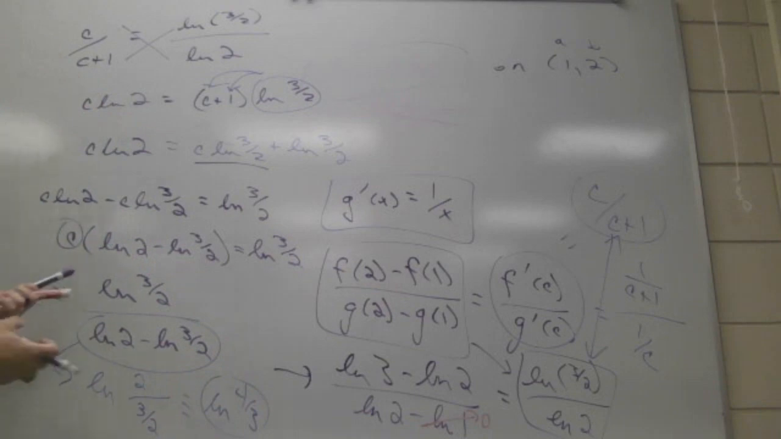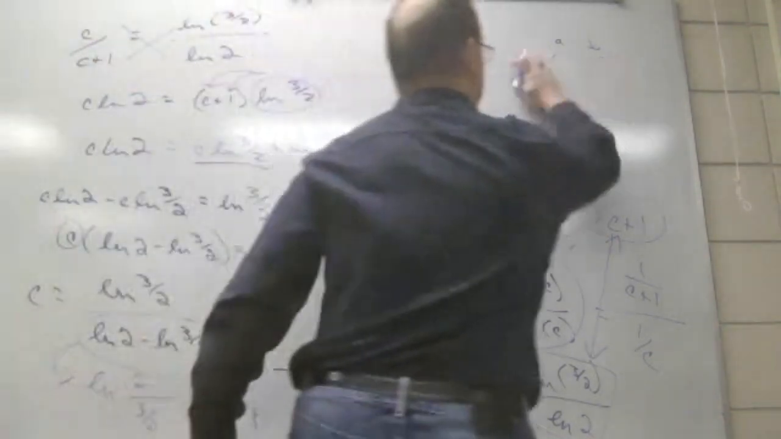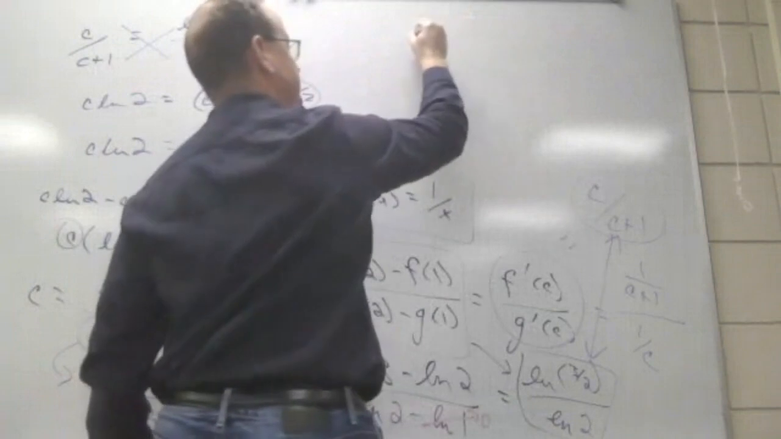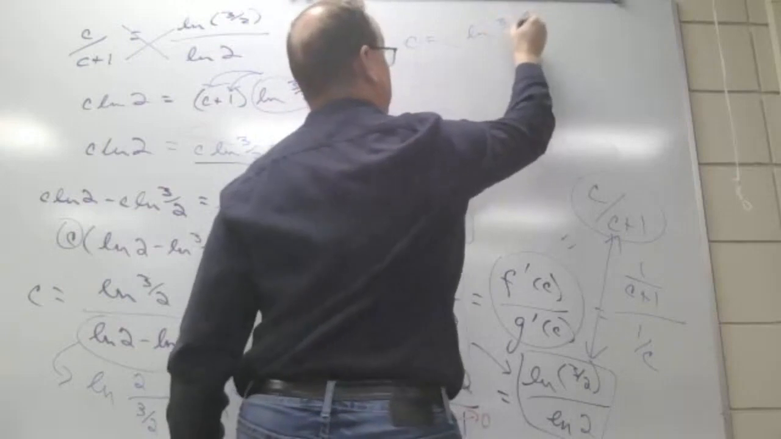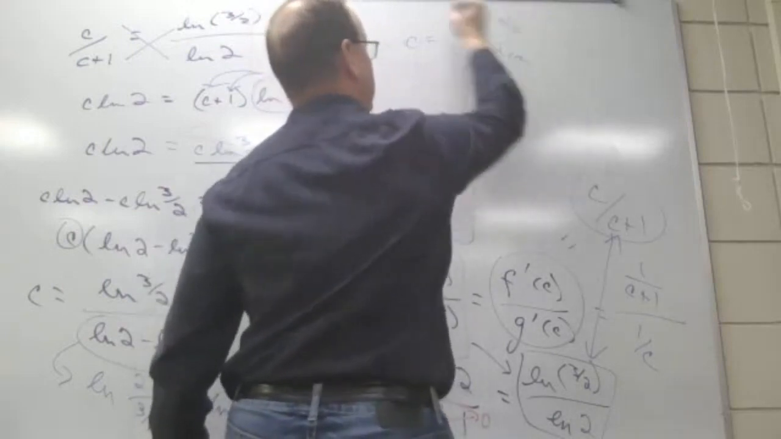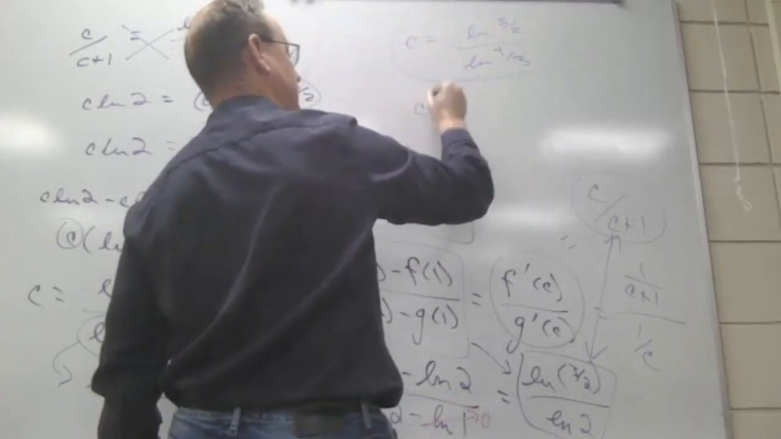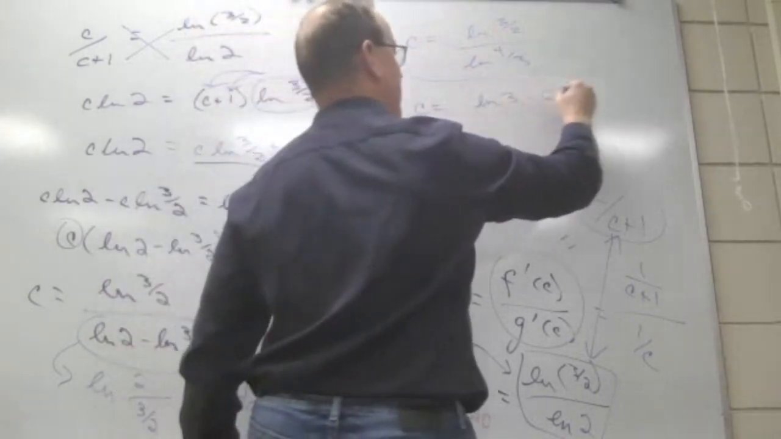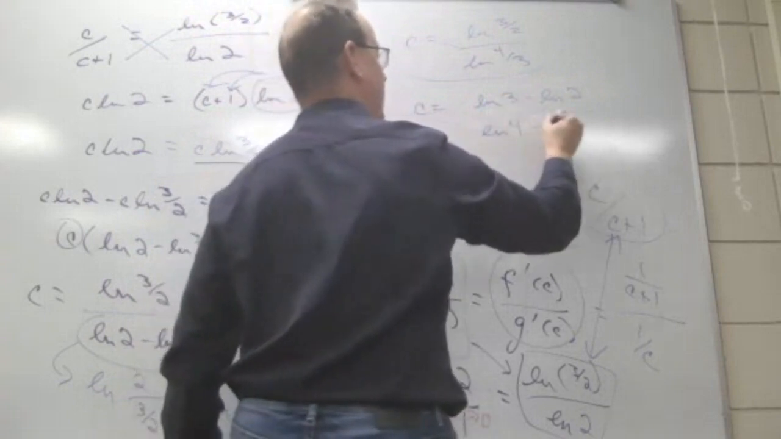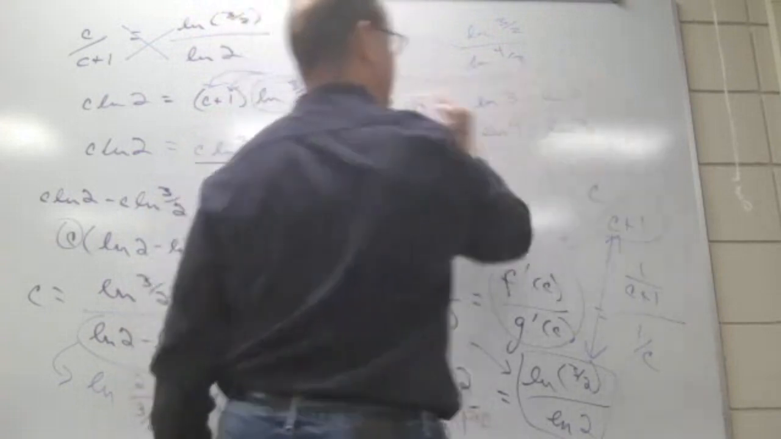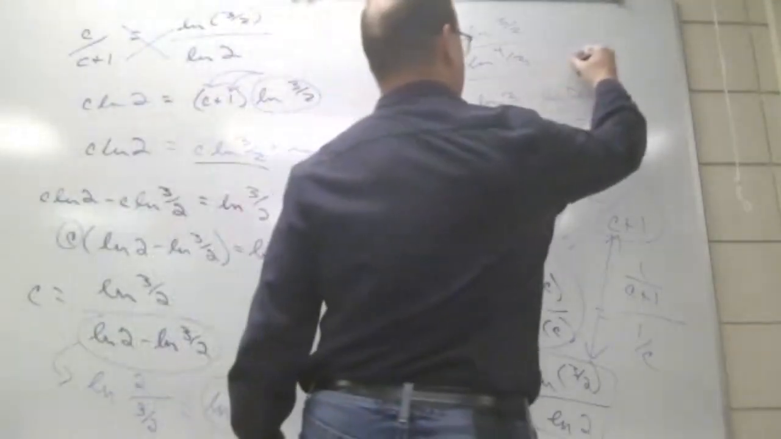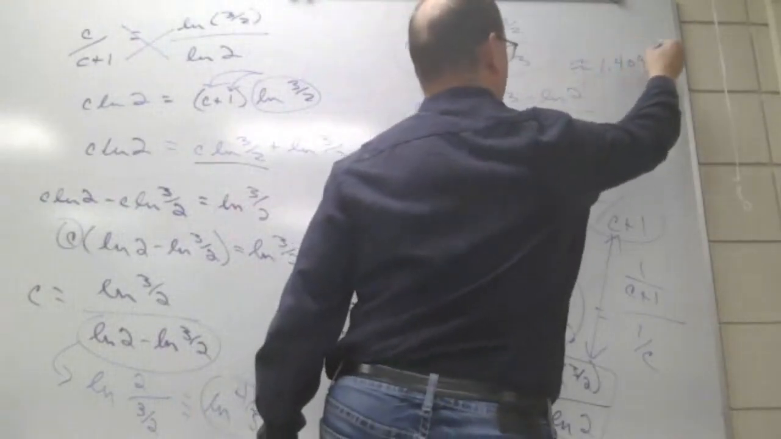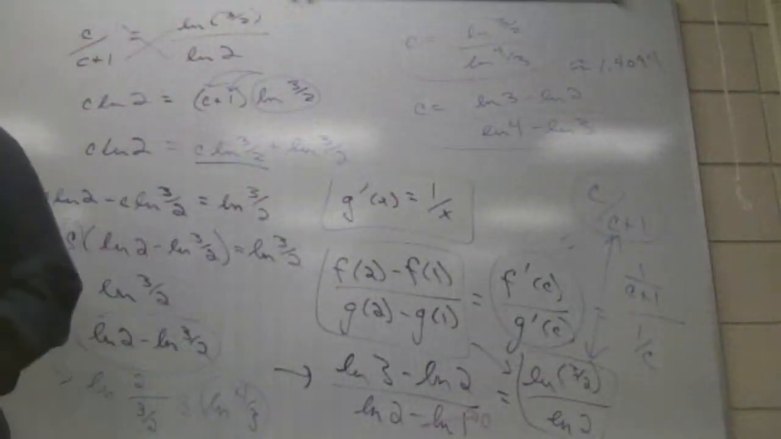If you'd rather rewrite it, let's just go to the answer here. So the answer for c is natural log of 3/2 divided by the natural log of 4/3, or natural log of 3 minus natural log of 2 over natural log of 4 minus natural log of 3. Does that simplify it at all? Not really. There is a numerical answer. Both of these are about 1.4094, or about 1.41, depending on how far you want to take it out.